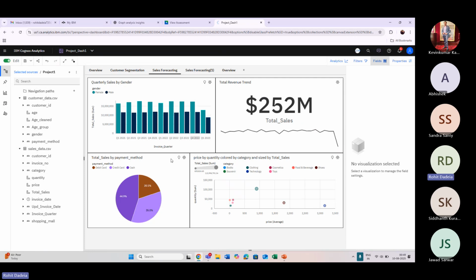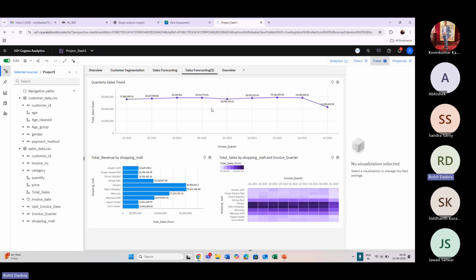And finally, when are they shopping the most? You can see in this graph, quarter two and three are our hot seasons, perfect timing for targeted promotion. So overall, we now know exactly who to target, where to reach them, and when to make the biggest impact.